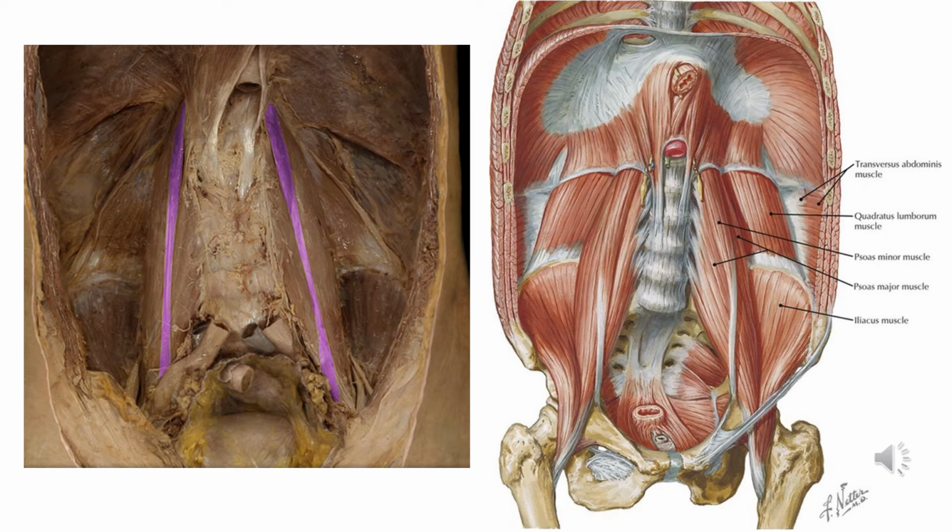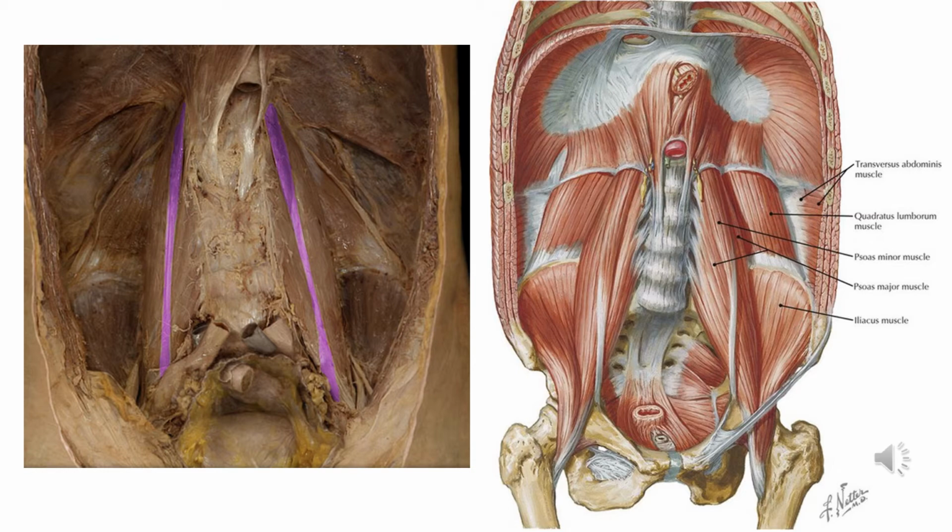The psoas major is a long fusiform muscle that arises from the lateral surface of the bodies of 12th thoracic to 5th lumbar vertebrae, the intervertebral disc between each vertebra, and transverse processes of the lumbar vertebrae. From this origin, it courses downward across the pelvic brim, passes deep to the inguinal ligament and anterior to the hip joint capsule to form a tendon that inserts into the lesser trochanter of the femur.